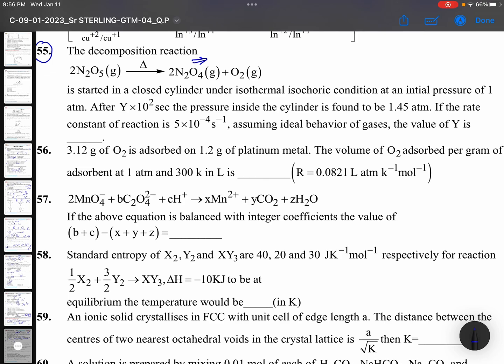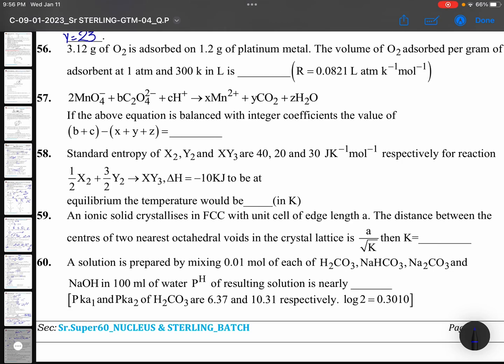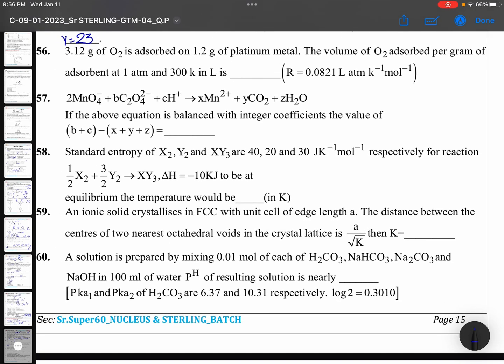The value of y is 23 into 10 to the power of 2 seconds. Just try, but my suggestion, avoid, quit. No need. Then question 56, 3.12 grams.